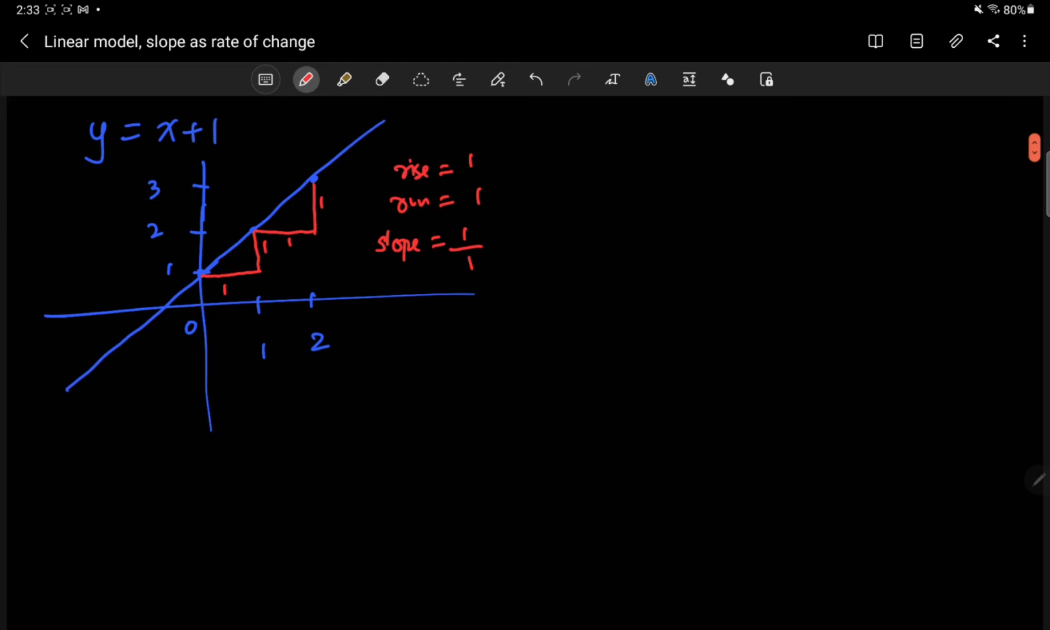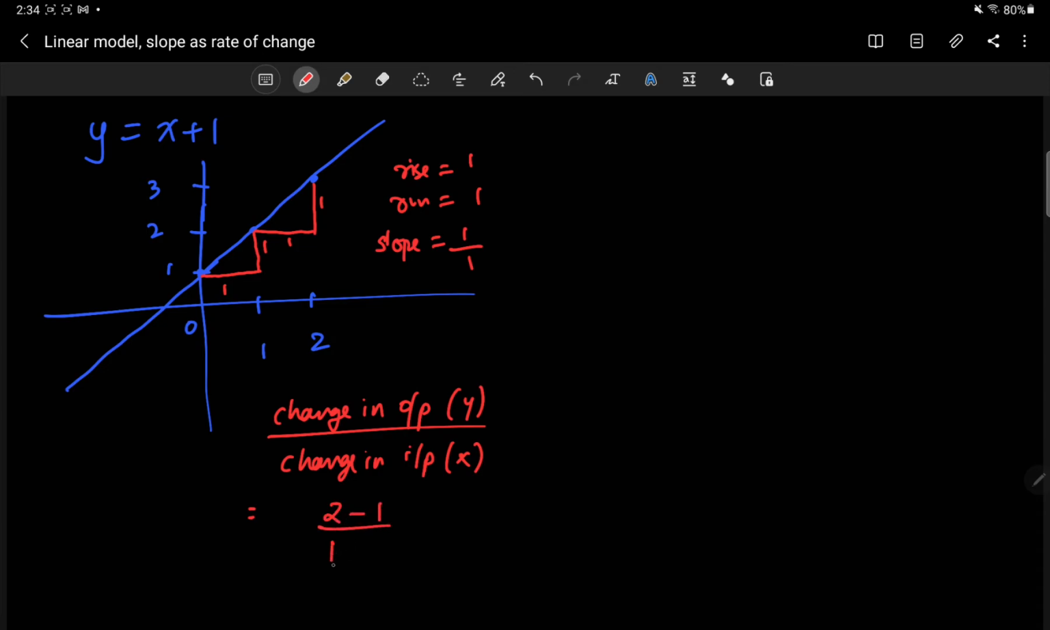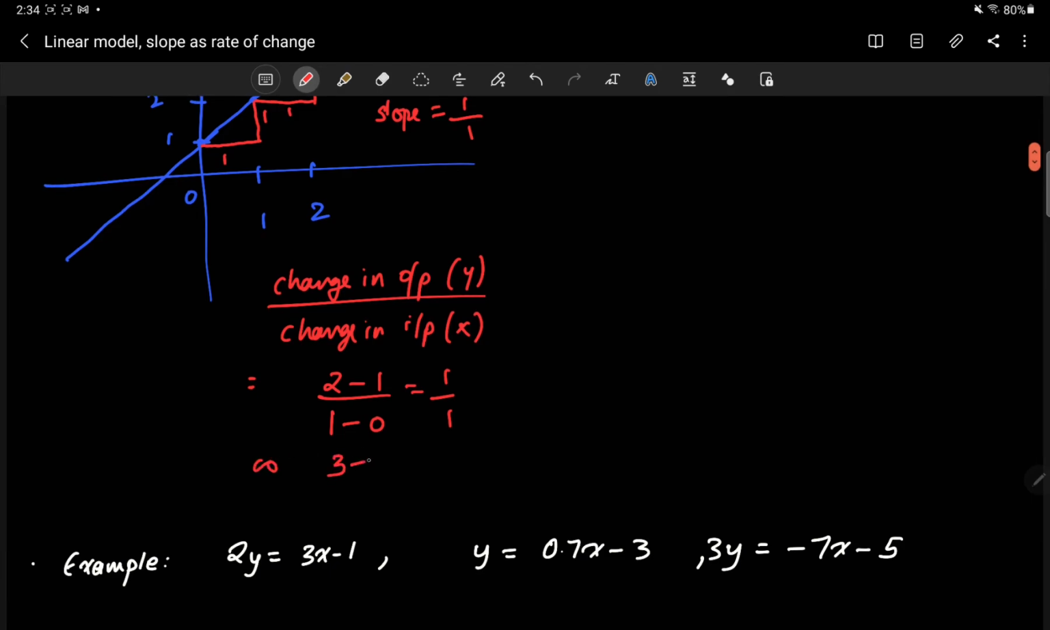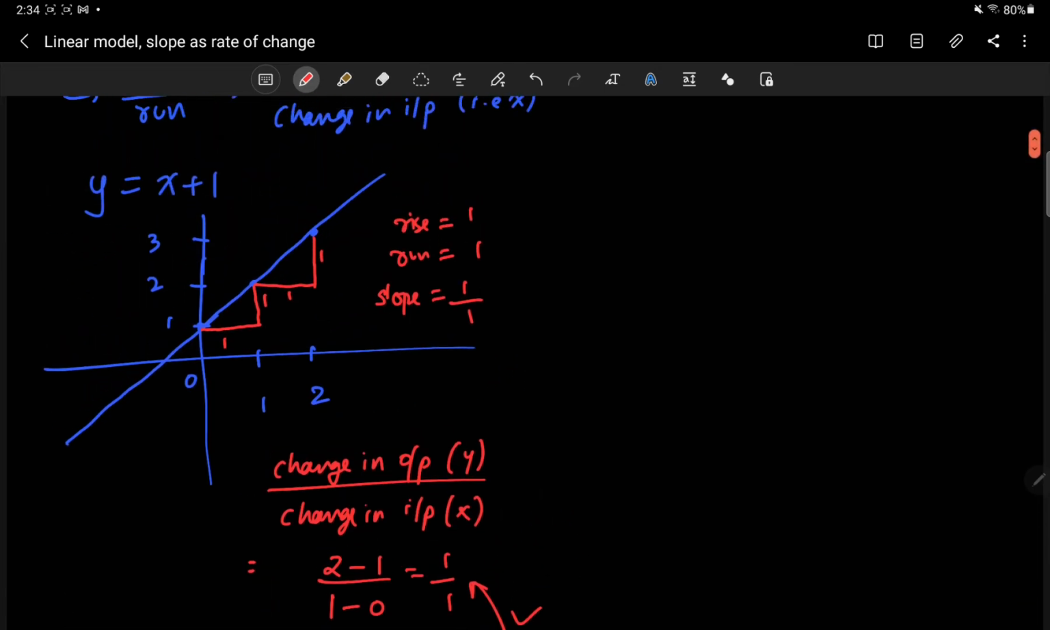Or equivalently, I can think of this as change in output, or change in y, divided by change in input, which is change in x. So here, for example, in both of these cases, my output changed from 2 to 1 as input went from 1 to 0, so that's 1 over 1. Or I can say the output changed from 3 to 2 as I went from 2 to 1, which is also 1 over 1. And these are equal, and they are both equal to the slope.